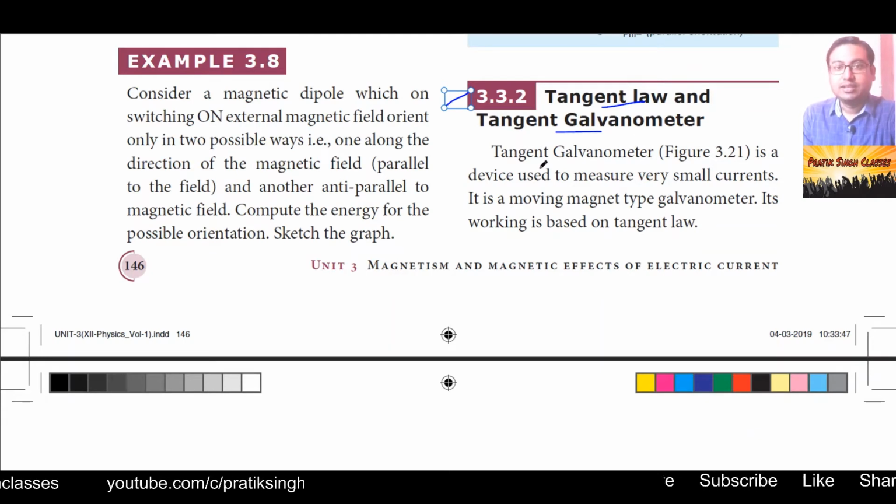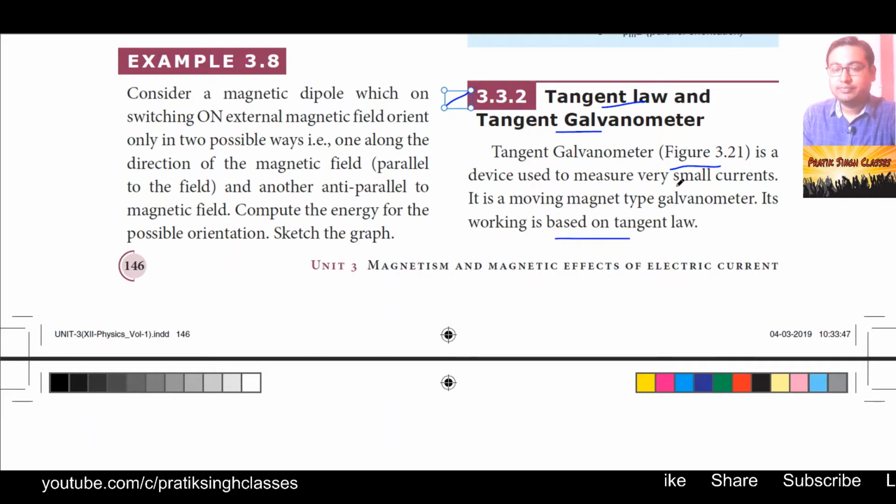So let us start section 3.3.2, tangent law and tangent galvanometer. Tangent galvanometer, as shown in figure 3.21, is a device used to measure very small currents. It is a moving magnet type galvanometer. Its working is based on tangent law.